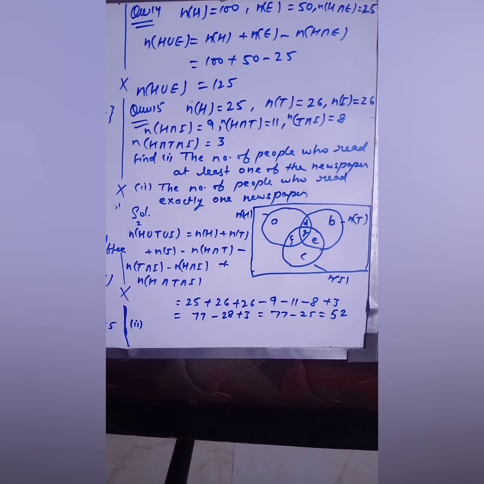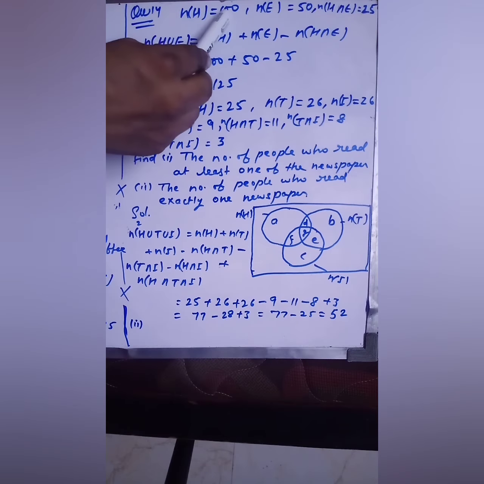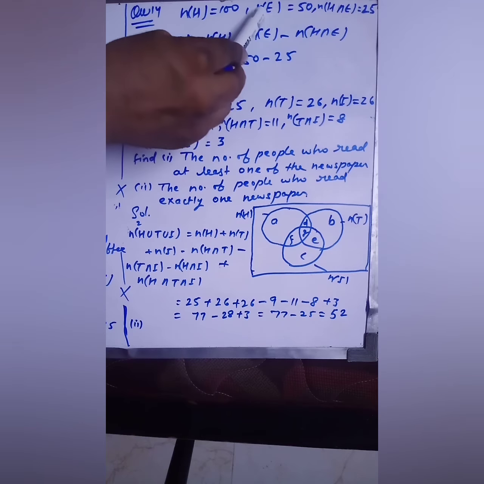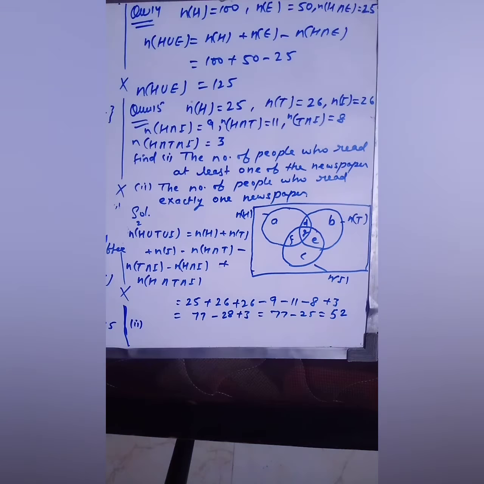Question number 14. In a group of students, 100 students know Hindi. That is n(H), which means 100 students can speak the Hindi language, and 50 students can speak the English language. The number of students who can speak both languages is 25. And we have to find out how many students there are in the group. One more statement is given to us: each of the students knows either Hindi or English. That means what?